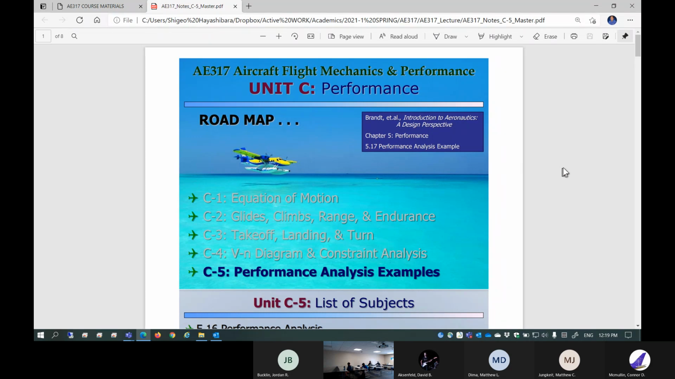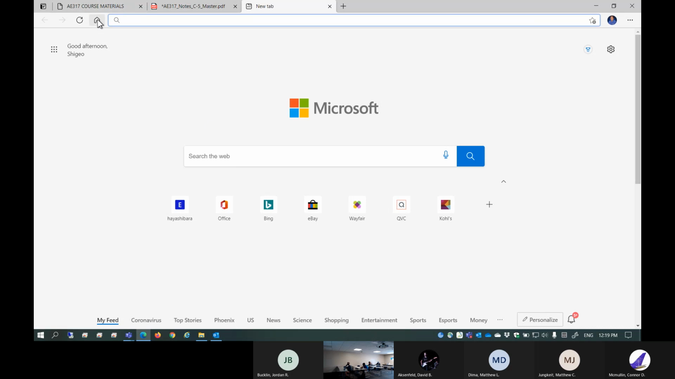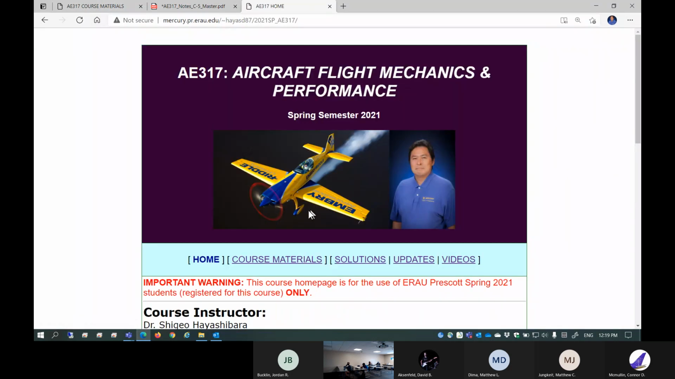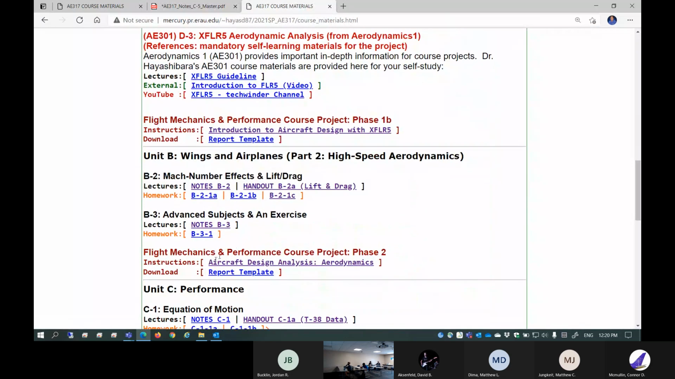Okay. So C5 is performance analysis examples. I'm going to show you F16 performance analysis. This is actually continuing from Unit C. You are going to refer back to lots of aerodynamic data from a previous unit. Let me double check. Okay, so you have to refer back to what you did in the previous unit, some kind of exercise B3. That's right. So lots of information actually trickles down from Unit B3 right here.